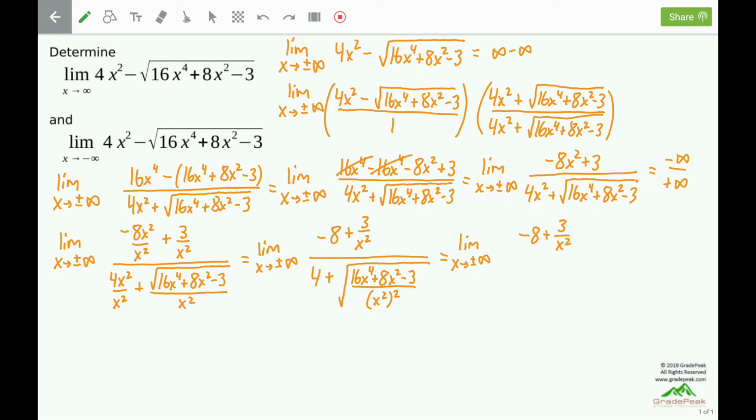The numerator will be left alone. First term in the denominator will be left alone. Inside the square root, each term can be put over x squared squared. 2 times 2 is 4. That will be x to the 4th. Each term can be put over x to the 4th. 16x to the 4th over x to the 4th plus 8x squared over x to the 4th minus 3 over x to the 4th.